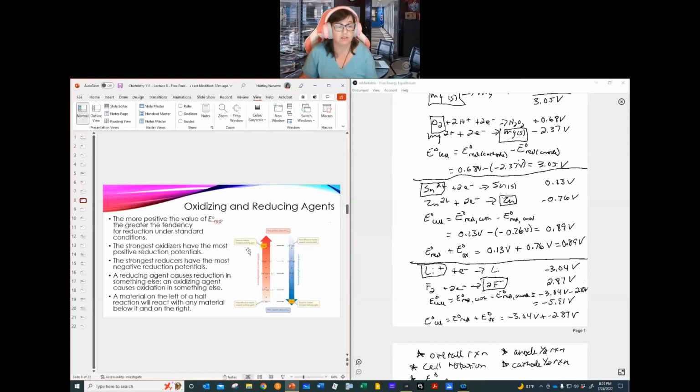So a material on the left of a half reaction will react with any material below it on the right, because if it's on the left, it can be reduced, and the material below it on the right can be oxidized, and that's a favorable process.